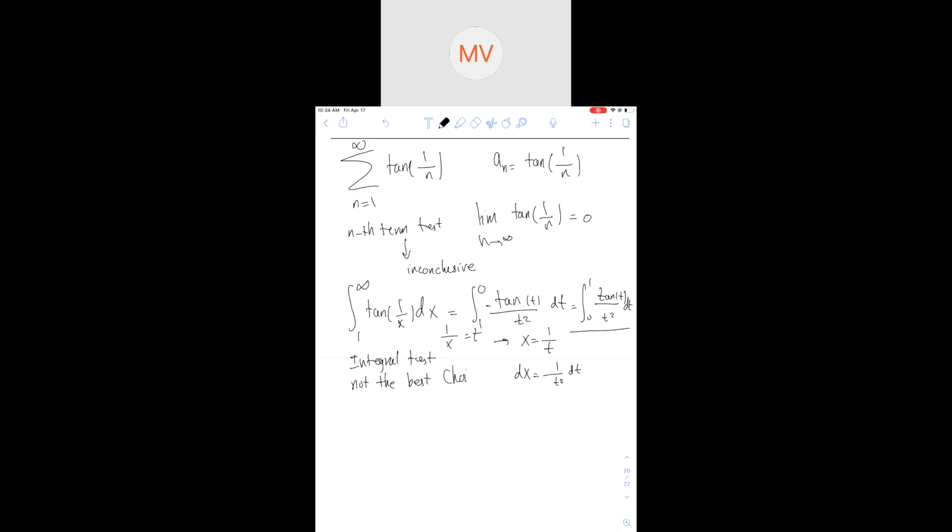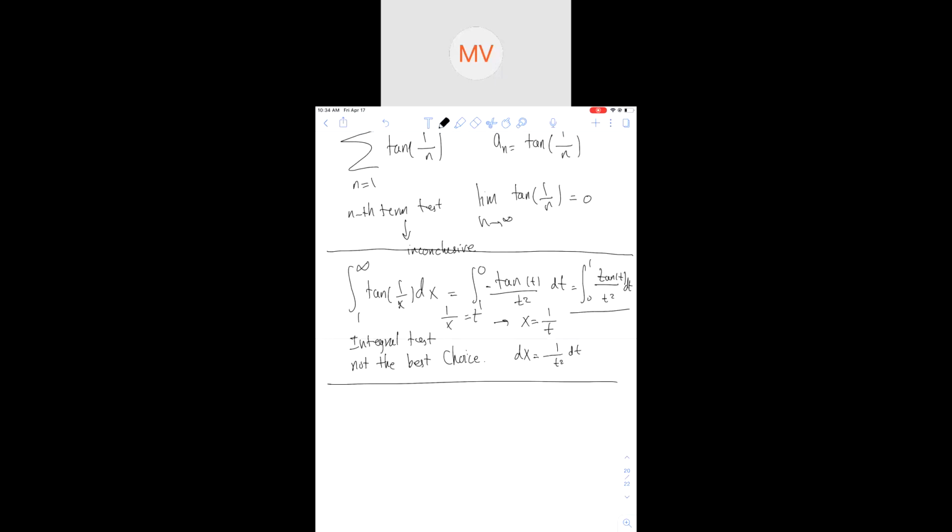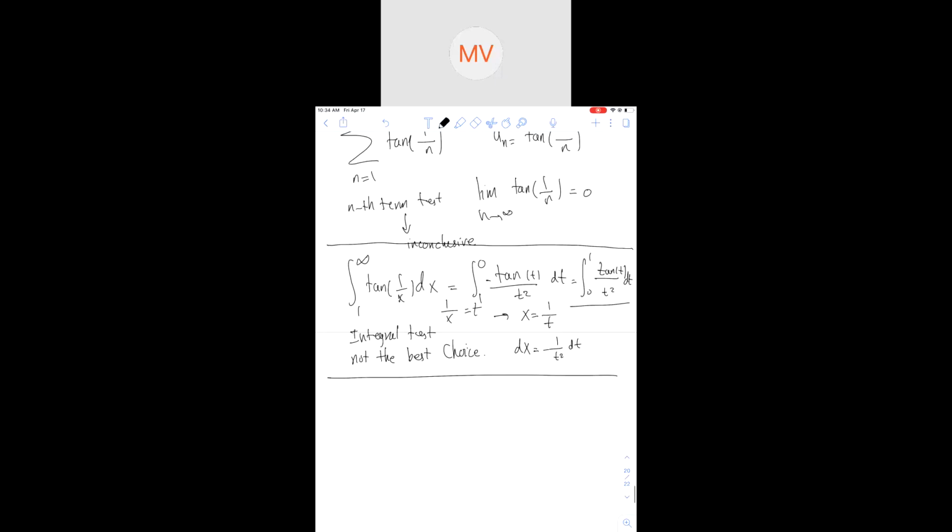So what else? We're going to ignore that. What other tests? Ratio is not going to work either. Root test, not sure what's going to happen. So there's one option left. Yes, comparison. Indeed, limit comparison is going to be the best here.